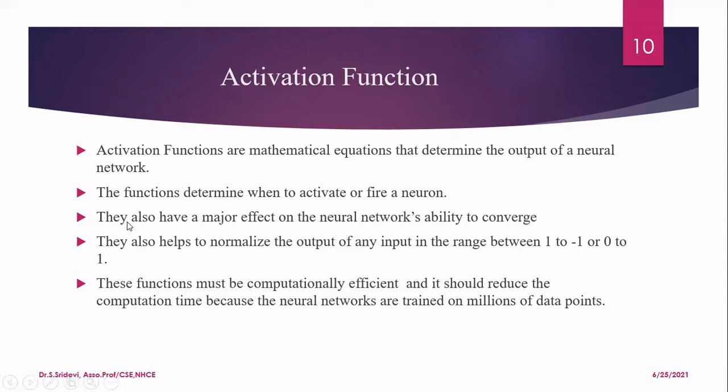They also have a major effect on the neural network's ability to converge. Converge means that whatever algorithm you have, finally it has to converge at a particular point. So these functions play a major role in convergence also. Our aim in selecting an activation function is that they generally normalize the output of any input in the range -1 to 1 or otherwise 0 to 1. We are not going to keep infinite values. We will restrict our output range.